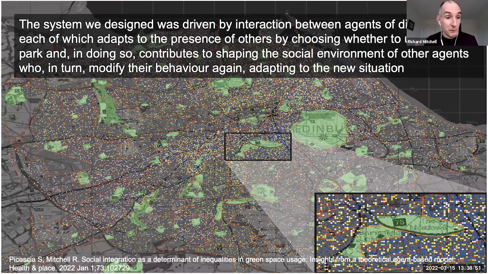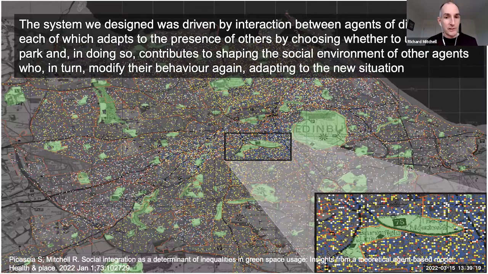And some of the agents wanted that and some of them didn't. So the system was driven by the interaction of agents of different socioeconomic situation. And as the model evolved, what we were interested to see was whether the patterns that we had observed in reality in the survey data would emerge when the decisions the agents were making were simply based on reacting to what kinds of people they saw in the park and whether that was something that they enjoyed or they didn't.